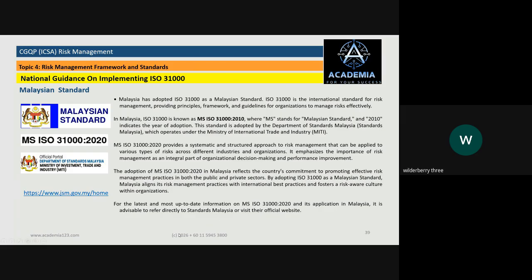Who is administering? The Department of Standards of Malaysia, and that's under the Ministry of Investment, Trade and Industry, the MITI. You have also here the link. I provided here the link, so in case you want to go into more detail, what the Malaysian standards are about, please have a look.